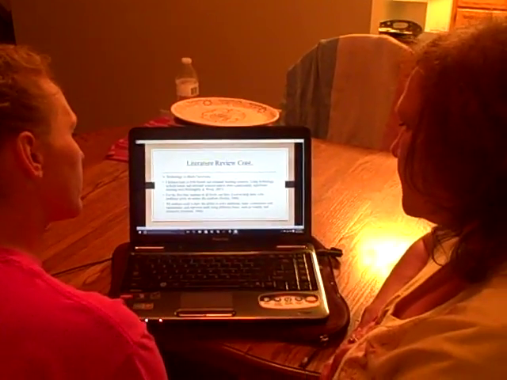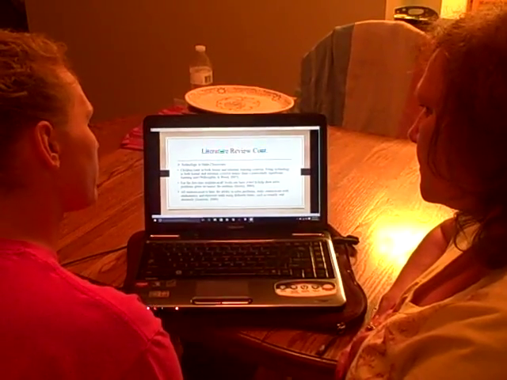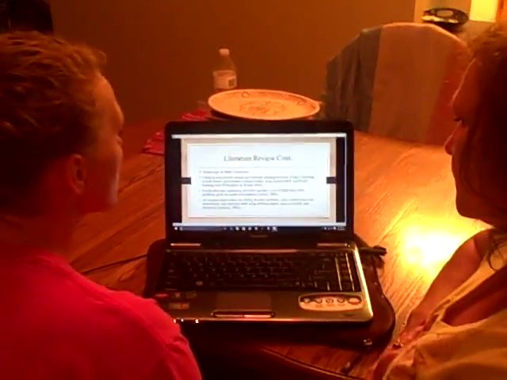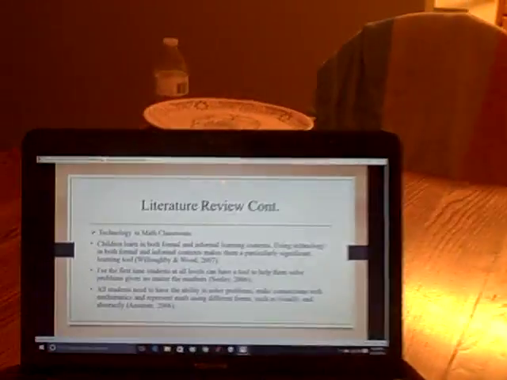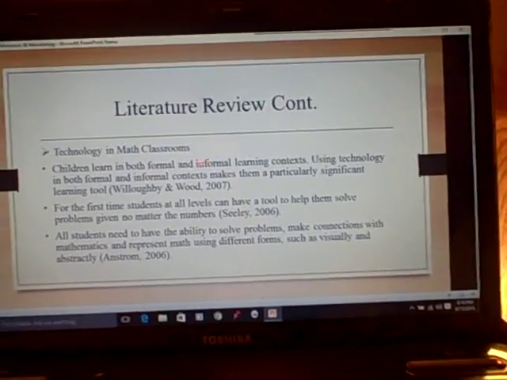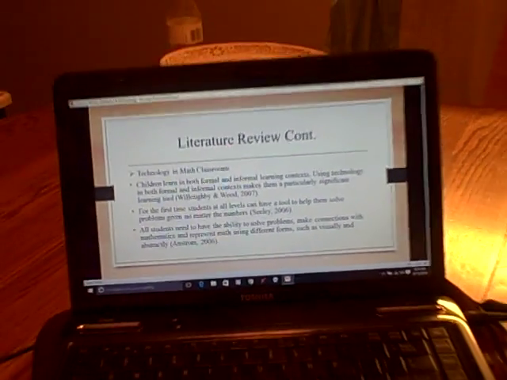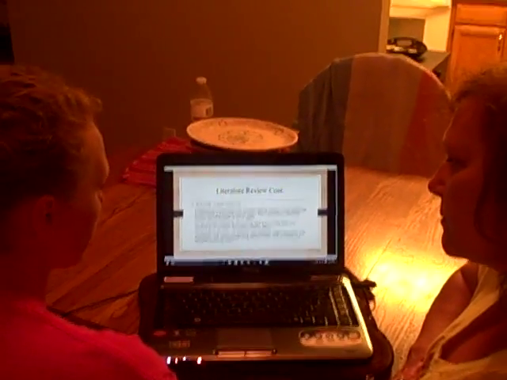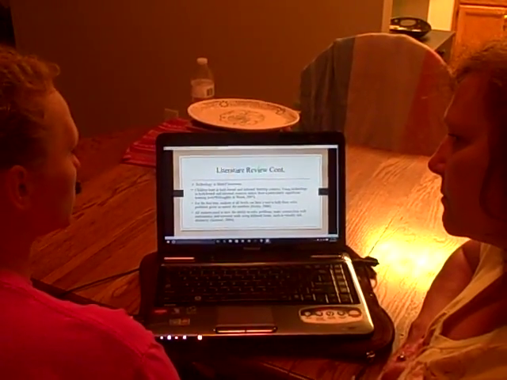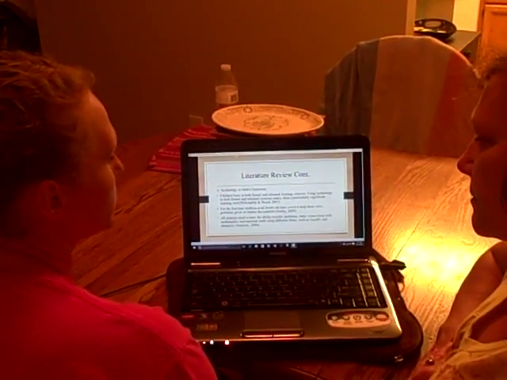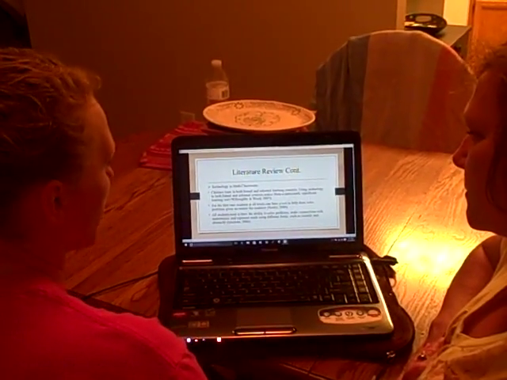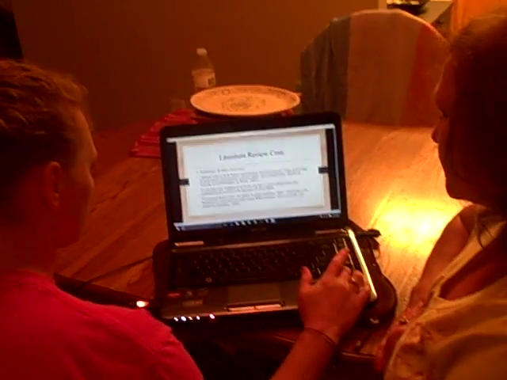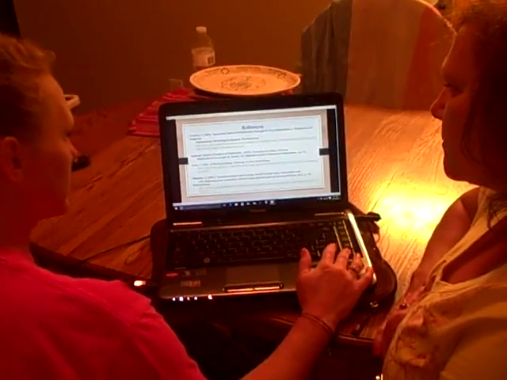All students need to have the ability to solve problems, make connections with mathematics, and represent math using different forms, such as visually and abstractly. So visually, they can use the manipulatives, and also representations with drawings and pictures. But when we move to abstract, they'll still be using the technology as a tool, but they'll just be using the technology to get the problems from. Abstract work will have to be done with paper and pencil. And then those are my references.